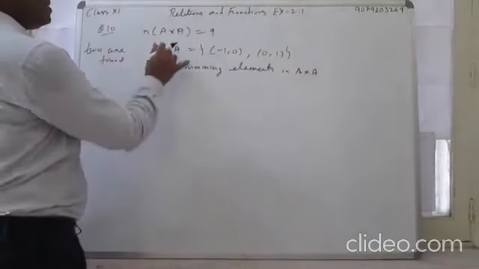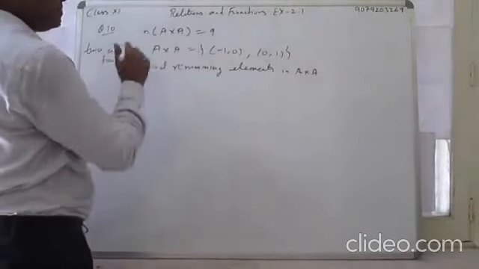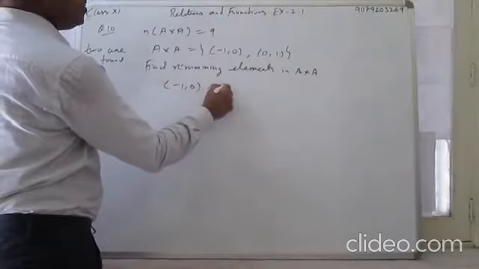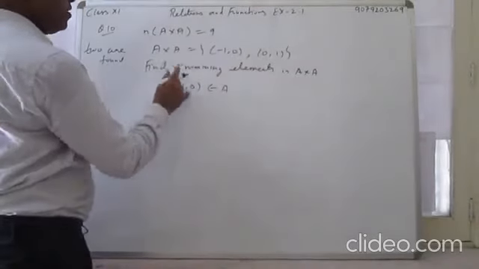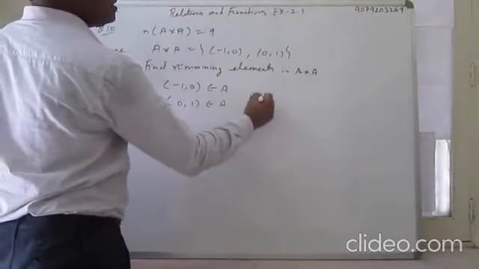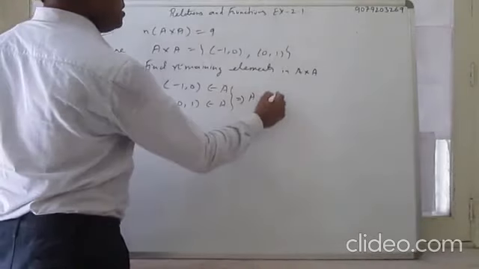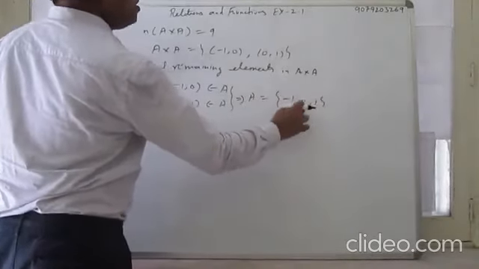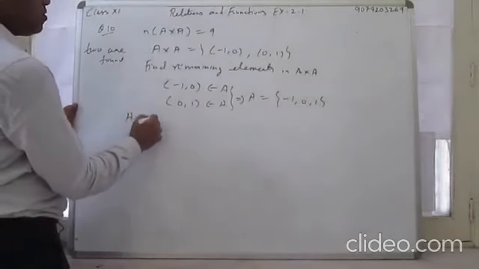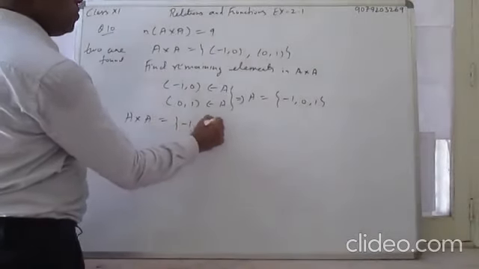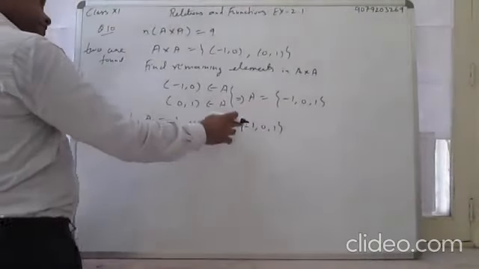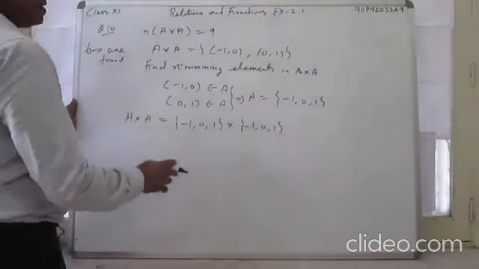Now first we find set A. How many elements are in A? So (-1, 0) belongs to A cross A, and the second ordered pair (0, 1) also belongs to A cross A. It means A is equal to {-1, 0, 1}. -1, 0 and 1 are all elements of A. Now we have to find A cross A: {-1, 0, 1} cross {-1, 0, 1}. 3 elements in A and 3 elements in A, so the total number of ordered pairs is 9.